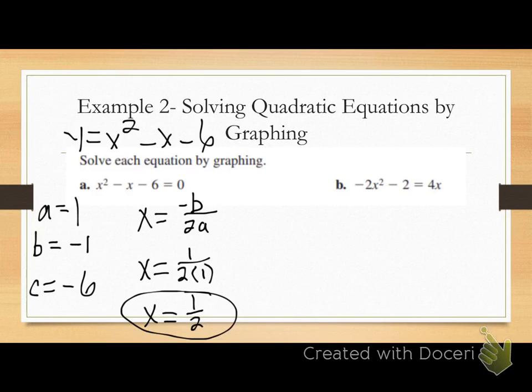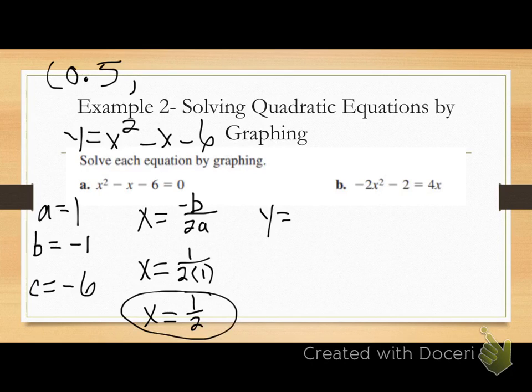It's also my x value for my vertex. Or we could use 0.5 if you wanted. Now I need to find my y value. How do I find the y value? Plug in my x that I got, my 1/2.